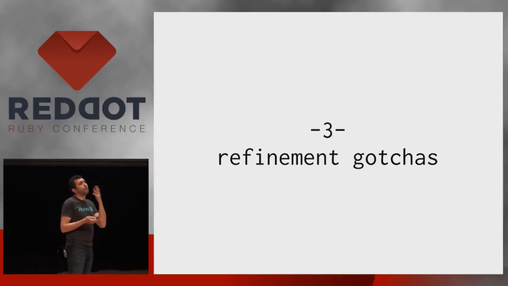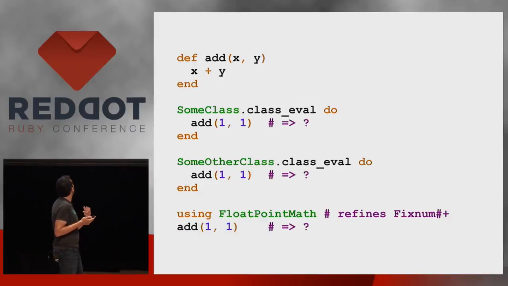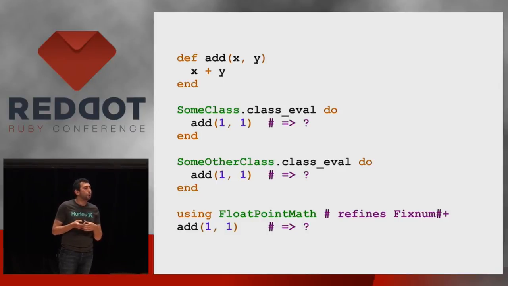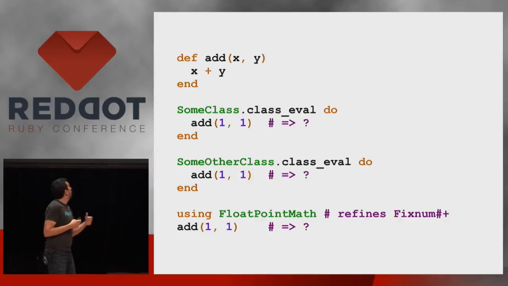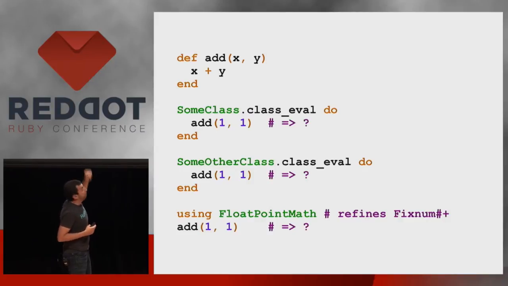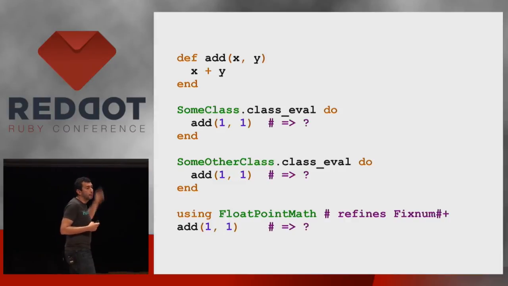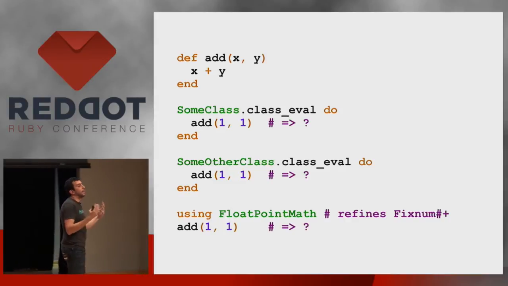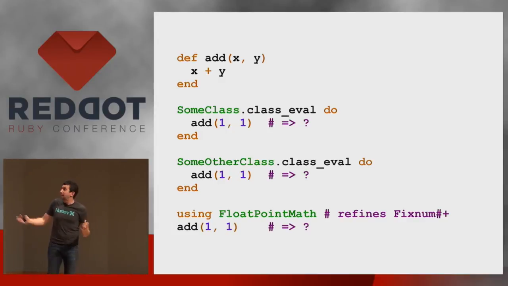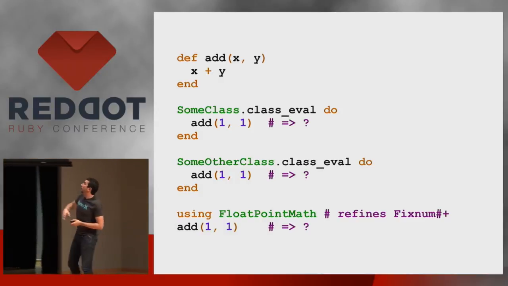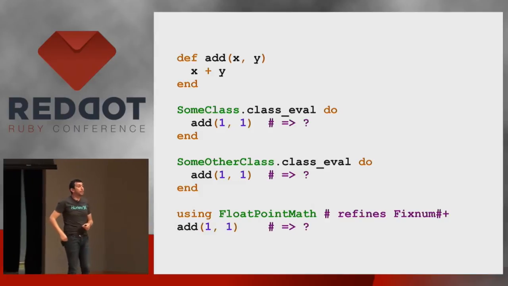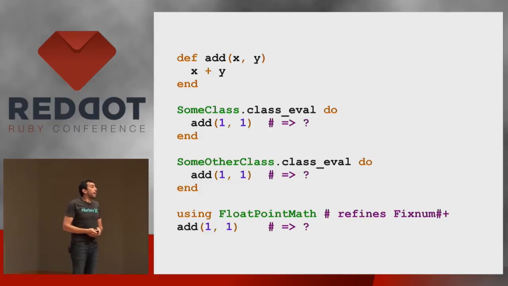But all I can do now is give you an artfully complicated example that I created just to show you what might happen. Here it is. I'm defining a method named add that is taking two things, probably two numbers, and using the plus method on them. And then I have two classes, some class and some other class, and I'm calling add in the context of these two. And then I'm using some kind of refinement that the documentation says is refining Fixnum plus, and then I'm calling add again.